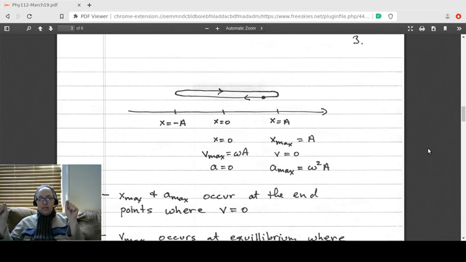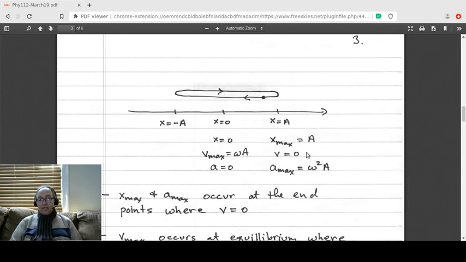But when you're at the endpoints of the cycle, that's where your velocity is zero, because at that point the mass has to stop and turn around and come back. And at the moment that it stops, v is equal to 0. So you can see here, I've got v is equal to 0 on the right-hand side turning point, okay? So x max is A, v is 0, and also at the endpoints, that's where the acceleration is maximum, okay? So at the endpoints, you have maximum x and maximum acceleration, but the velocity is 0.